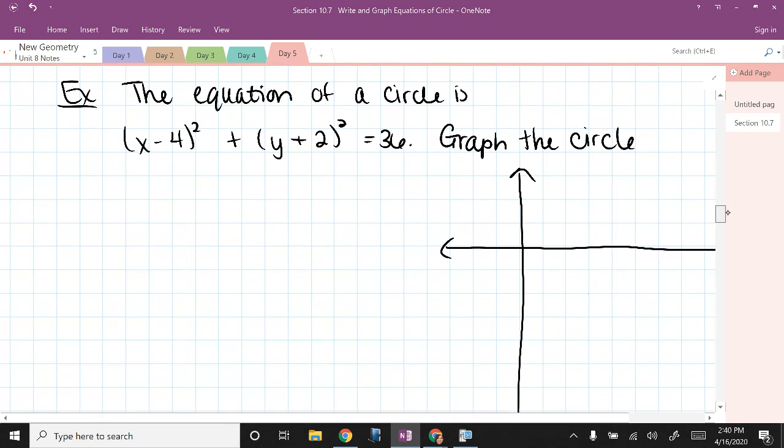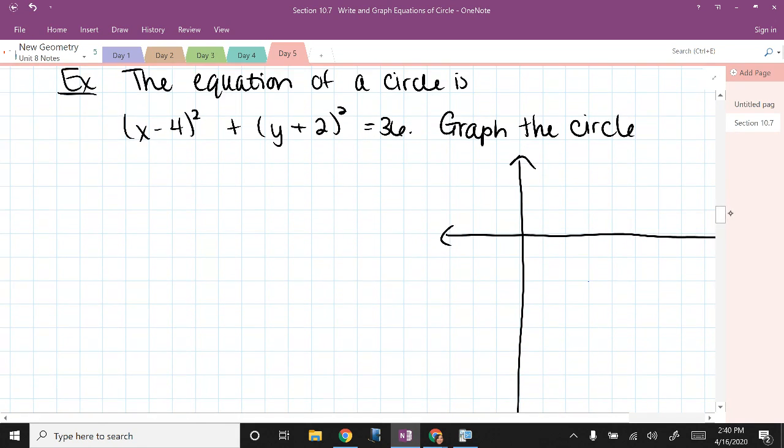All right, so then it goes to graphing a circle. And your worksheet will actually have a grid for you to graph on. So here's an example of that. The equation of a circle is X minus 4 quantity squared plus Y plus 2 quantity squared equals 36. Graph the circle. Well, before I can graph the circle, I need to find the center.